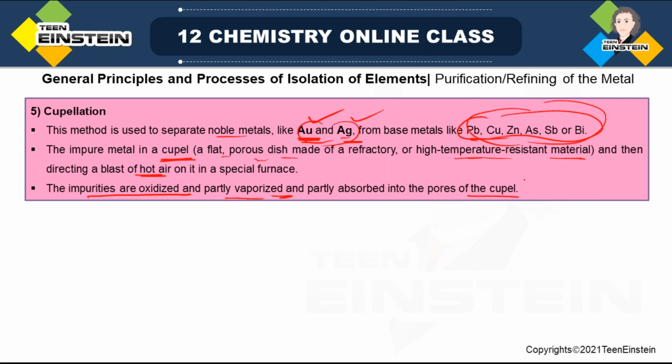So by 3 methods basically impurities are removed. It may be oxidized. So suppose if it is copper, it will be converted to Cu2+. It may be vaporized. That means from the metallic state, it can be converted to vapor state, or it can be absorbed into the pores of the cupel. So in this way, impurities can be removed.